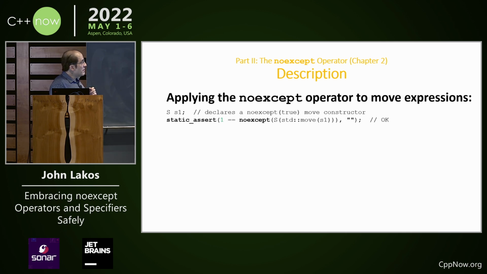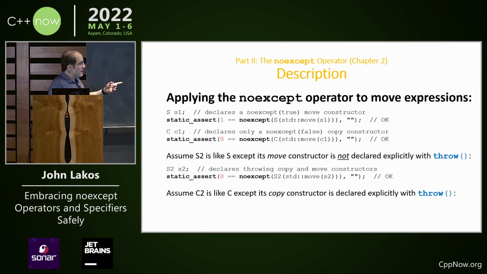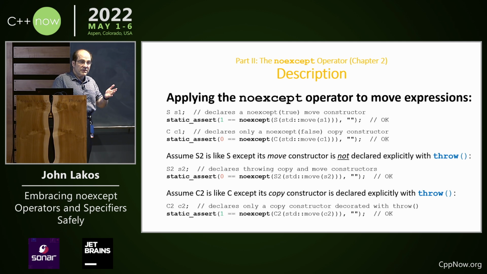Now, S1 declares a noexcept true move constructor. C1 declares only a noexcept false copy constructor. So if I try to move that, it can't. Now, if I assume S2 is like S, but it has a move constructor that is not declared explicitly with throw, then we get that. And assume C2 is like C, except that its copy constructor is declared with a throw. And then we get this. So hopefully this gives you an idea of how things behave between copy and move, and when things throw and when things don't throw. And again, I'm throwing out sort of the kinds of things you need to think about when you're writing code like this. This is not the whole story, but it's an idea, and I'm trying to get through it.